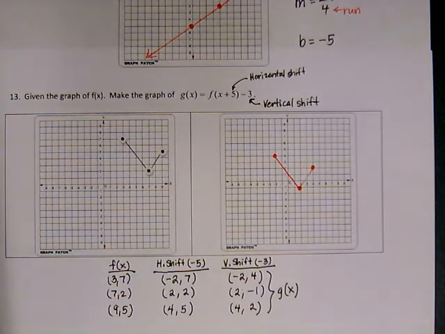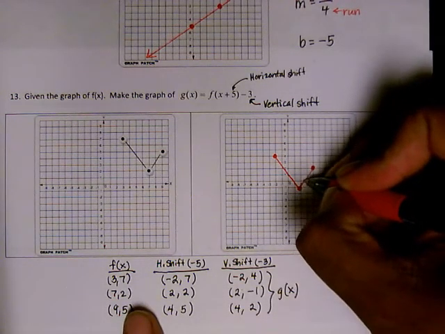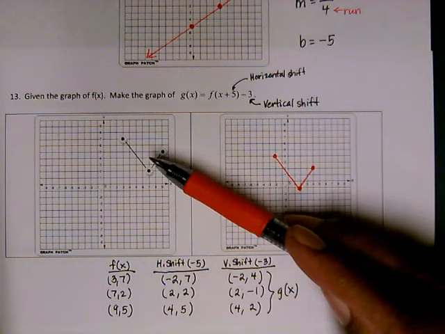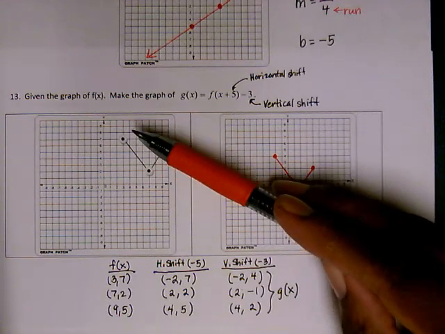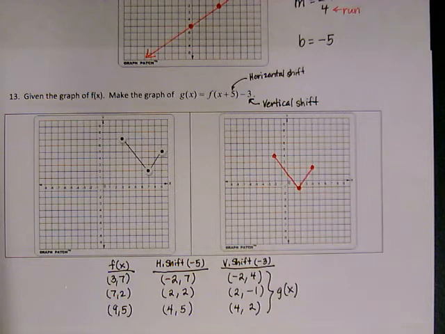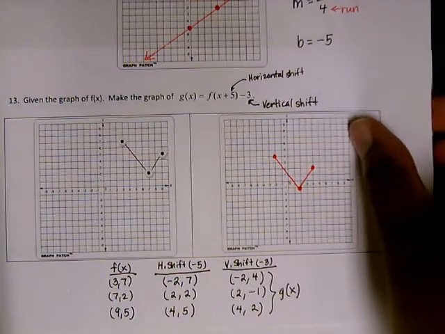So that's the graph of g of x equals f of x plus 5 minus 3. In this case, this is the same as this graph here. The only thing that's different is that this graph has shifted to the left 5 and down 3. Okay, so that's problem number 13.